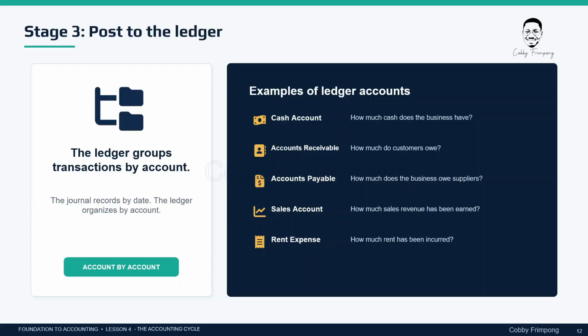Stage 3. Post to the ledger. After transactions are recorded in the journal, they are posted to the ledger. The ledger is the book or system where transactions are grouped by account. In the journal, transactions are recorded by date. In the ledger, transactions are organized by account. This helps the business know the balance of each account, such as cash, accounts receivable, accounts payable, sales, and rent expense.